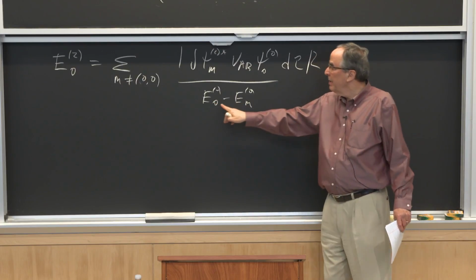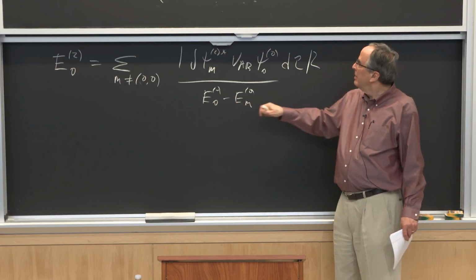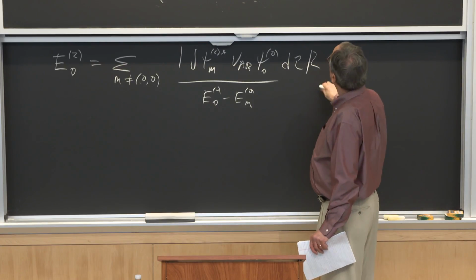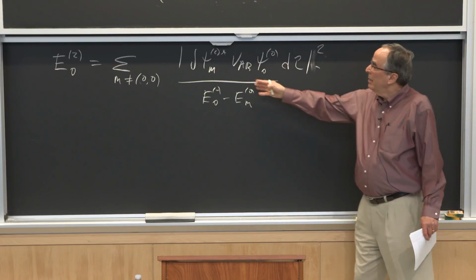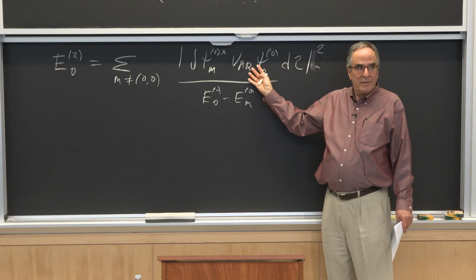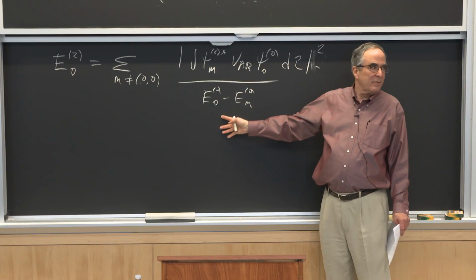This is the ground state. This is some excited state. This is negative. This is squared. And this is squared. So this overall correction is negative.